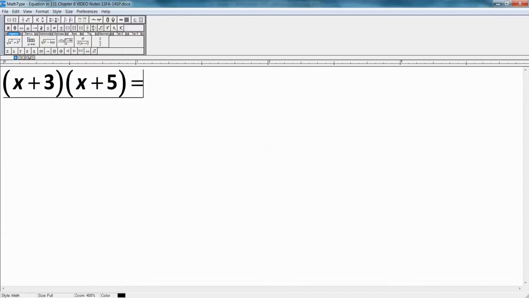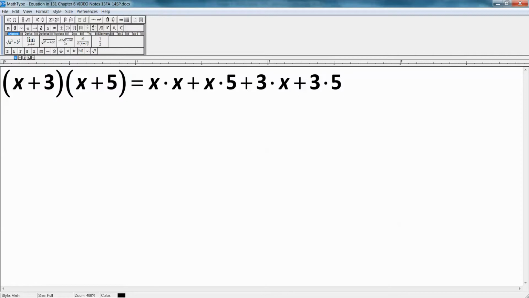All right, so I want to take this first term, x, and I'm going to multiply it by each of these 2. So you take x times x, and then plus x times 5. So there's x times both of these 2. And now I'm going to do it again with 3. So plus 3 times x, that's this 3 right here, times this x right here. And then I'm going to take 3 times 5. So plus 3 times 5. And then all we have to do is simplify, and everything will be great.